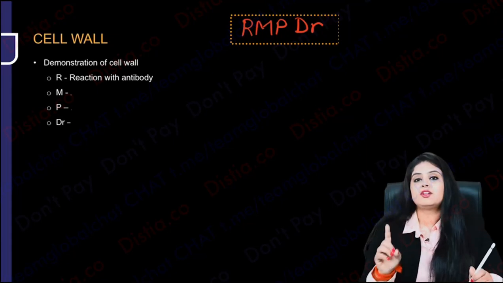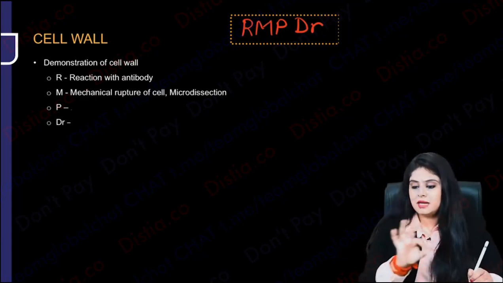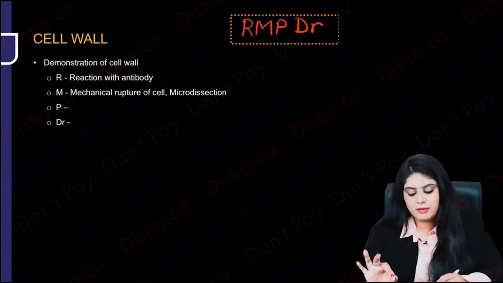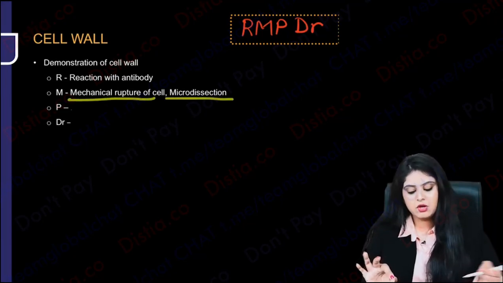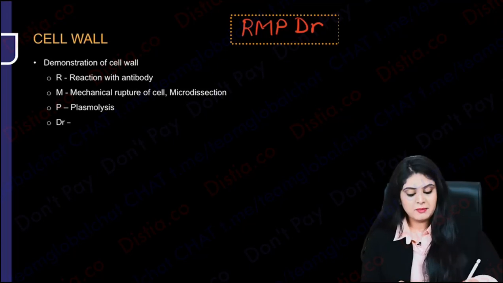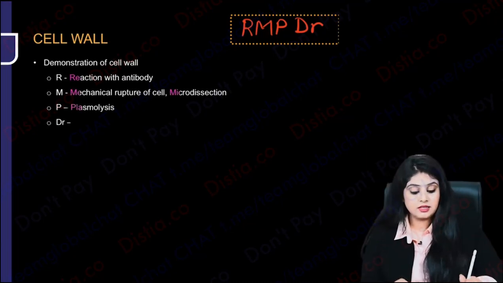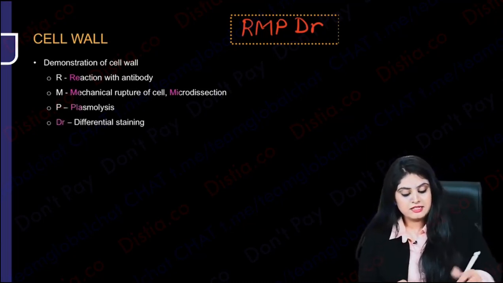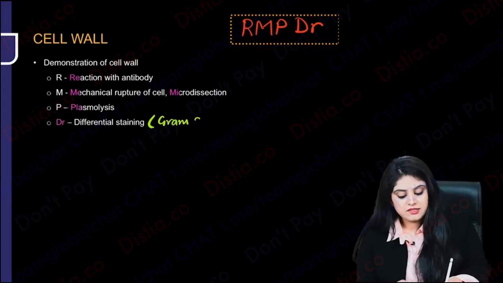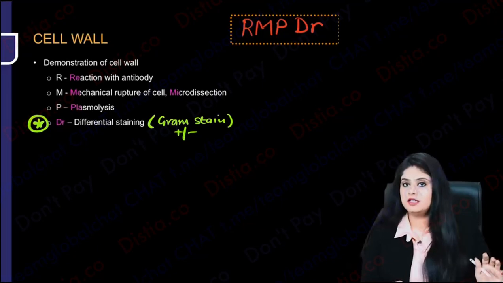So R is going to be reaction with antibody. It will have an antigen, you react it with antibody. M is going to be either mechanically you test it, or you do a micro dissection, mechanical rupture or micro dissection. You can also use plasma. You can test the cell wall with plasmolysis. None of these that I do. So remember, reaction with antibody, mechanical rupture and micro dissection and plasmolysis are just to memorize. What I do is doctor, that is differential staining. Differential staining means I do the gram stain to find out whether it is gram positive or negative. So what I'm actually doing is doctor. Differential staining is what I do.